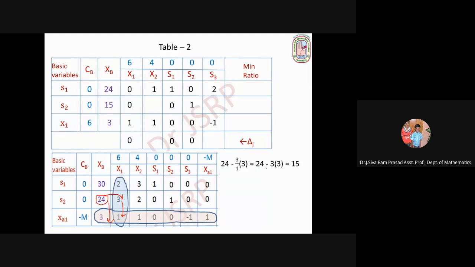Okay, so for this row calculation, minus 3 is fixed. You just replace this value and this value. Next, the second value, x2: replace the present value 2 and pivot row value 1. 2 minus 3 into 1, 2 minus 3, minus 1. So here minus 1. For s3, replace the present value 0 and pivot row element minus 1. 0 minus 3 into minus 1, plus 3. So it's plus 3. Okay.